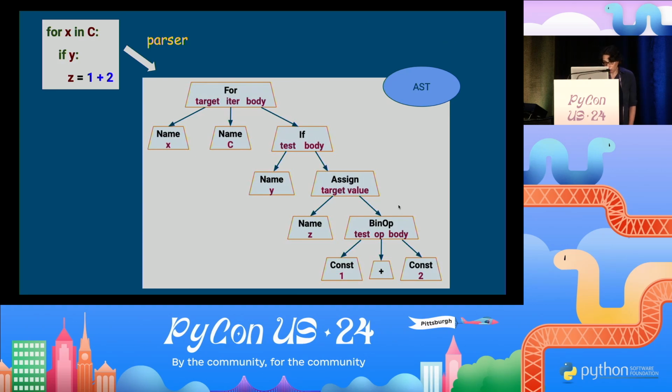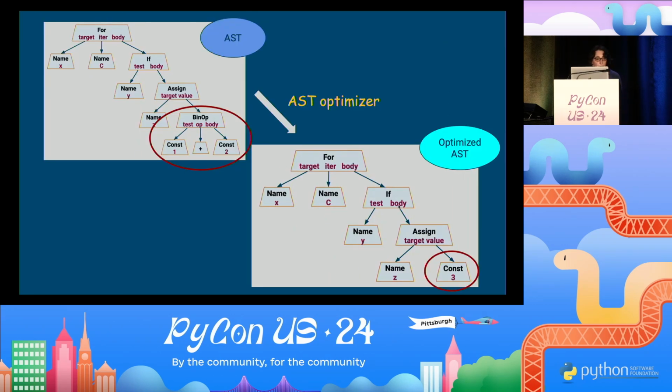So the first step was AST optimization. This is where the optimizer will look for things like this subtree, and it will say, okay, this is a constant expression. I can just calculate it now and simplify the tree a little bit. So it's that kind of stuff happening at this stage. So it will change it. We'll have assign 3 to z.